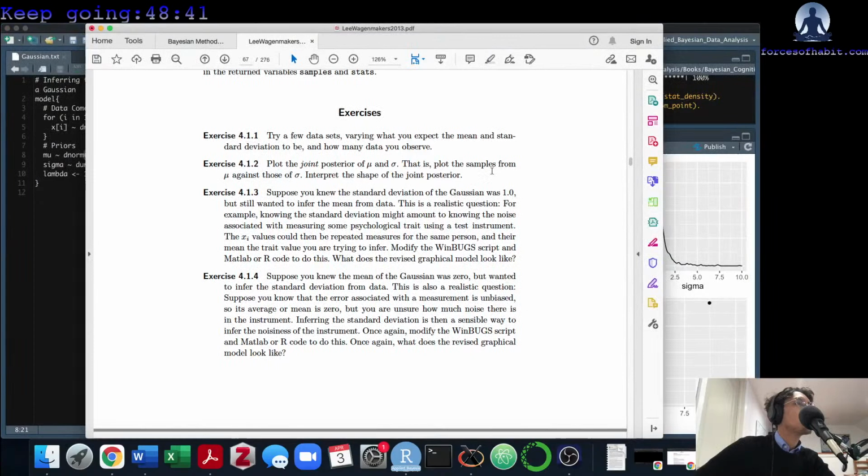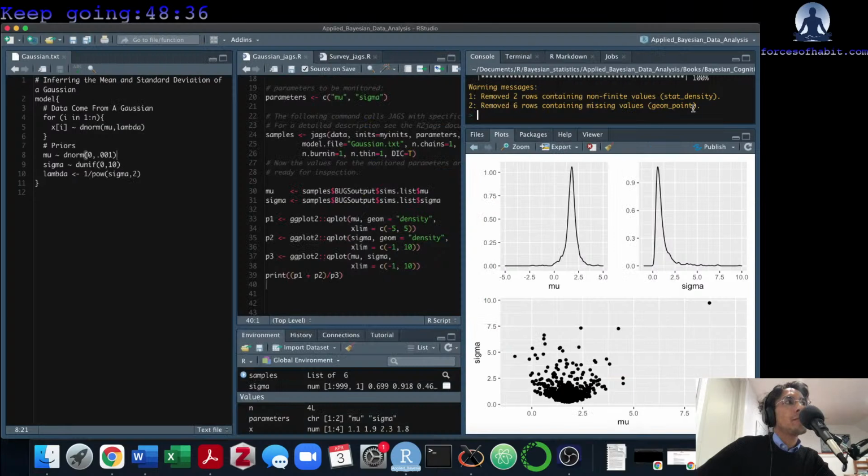So here we have a joint distribution. It's mu plotted against sigma. Most of the data is centralized around here at low variance, so very precise estimates of the mean around this area. And that's sort of what we see up here too. In our density plots, we see very precise estimates.